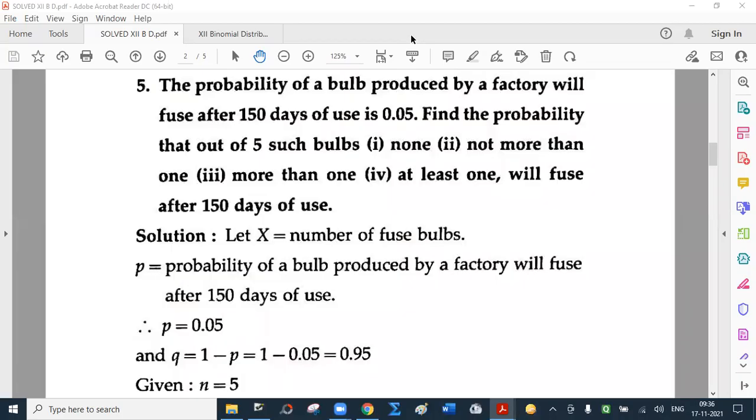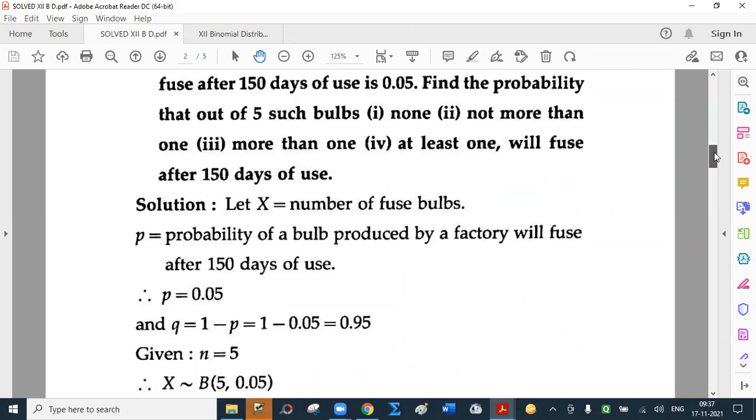Fifth one, the probability of a bulb produced by a factory will fuse after 150 days of use is 0.05. Find the probability that out of 5 such bulbs, first part none, second part not more than 1, third part more than 1, fourth part at least 1 will fuse after 150 days of use.